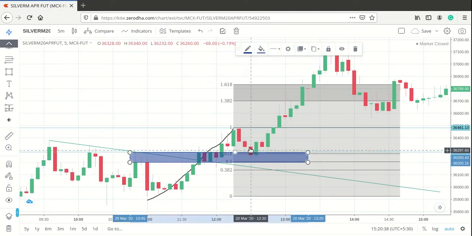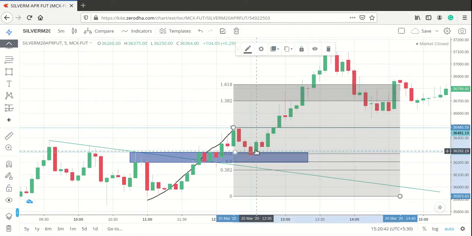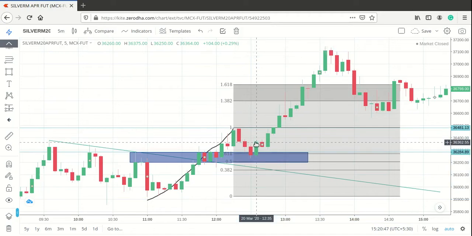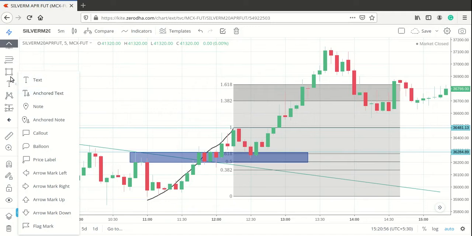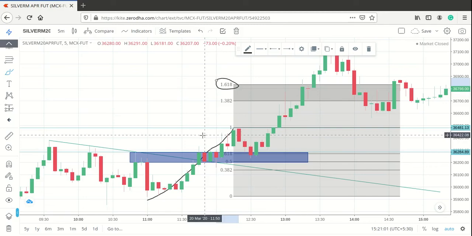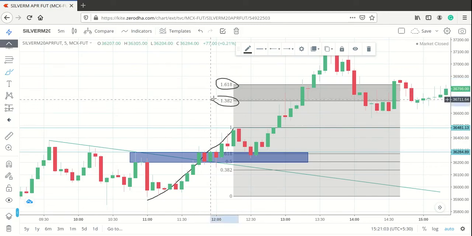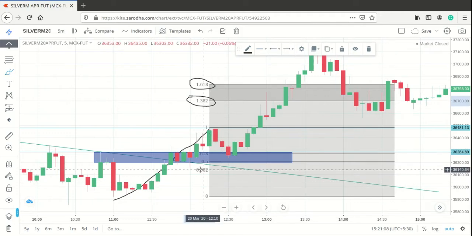From resistance you can say that this candle's body was completely engulfed by this candle body. So you can take an entry over here, right, with a target of this area or this area, and stop loss somewhere between 0.382 and 0.